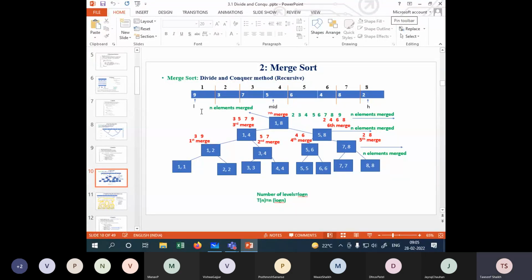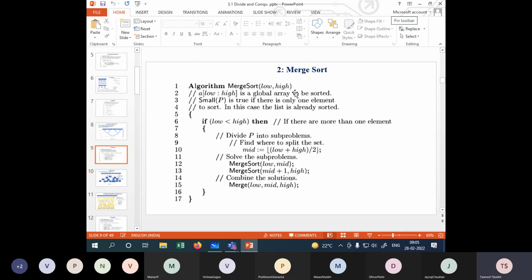I have written H and L here in place of low and high. So when we first call the merge sort, we will pass this 1, which is low, and this 8, which is high, to this merge sort. So low and high, 1 and 8, will be passed, and it will be compared if low is less than high. If 1 is less than 8, yes, the condition is true.